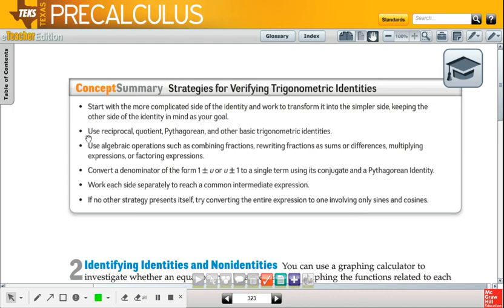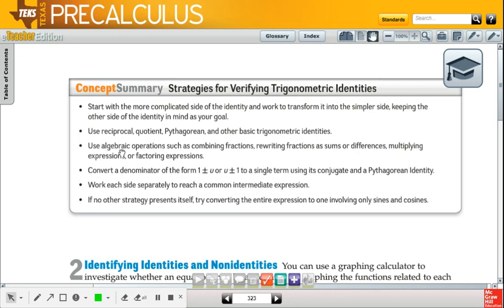Second one, use reciprocal, quotient, Pythagorean, and other basic trigonometric identities. So to review, make sure you know these identities just like how we've been using it in class and the identities that I have used in my video.